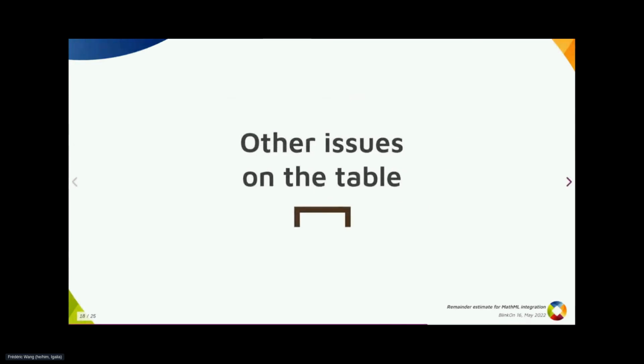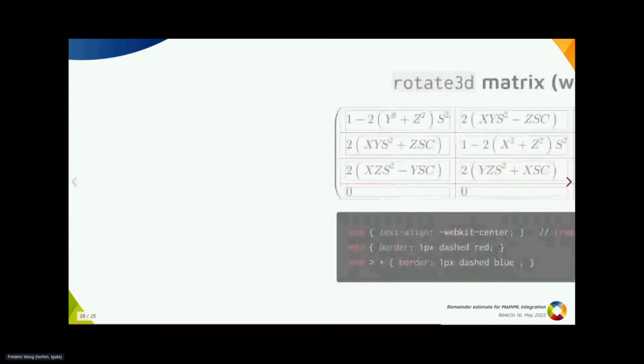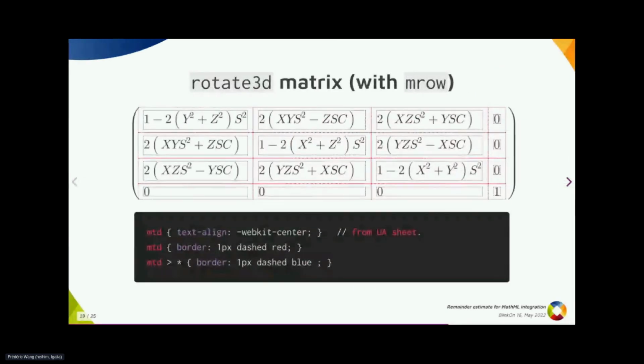And to finish this review, let's look at the issues with math tables. As a reminder, these are similar to HTML tables. They are typically used for matrix-like expressions, but also for various kinds of tabular layout that happen in mathematical formulas. People who read the CSS transform spec will probably recognize the expression of the three-dimensional rotation matrix on this slide.